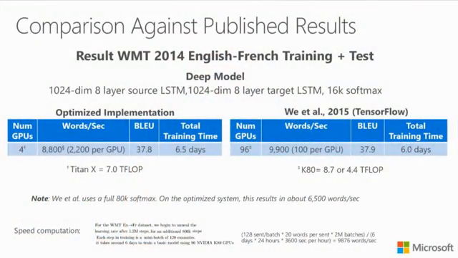And so this is a deep model. This is Google's new model that they just released a paper on. So it's 8 1024-dimensional source LSTM layers and 8 1024-dimensional target LSTM layers. They did a full softmax. In this case, I do a sampled 16K softmax. So it's about the same speed overall. The important thing is the GPU utilization and the same BLEU score, because the models are identical.